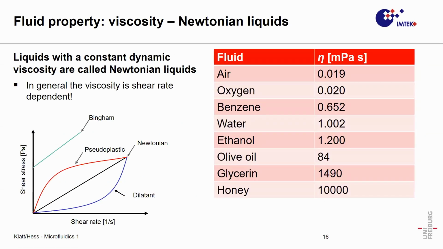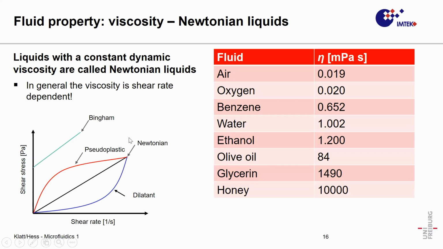According to their viscous behavior, we can classify fluids. The most important class of fluids we are mostly dealing with in this course are liquids with a constant dynamic viscosity. These liquids or fluids are called Newtonian liquids. In general, however, the viscosity is shear rate dependent. As you can see on the left-hand side, for a Newtonian fluid, the ratio between the shear stress and the shear rate is constant, leading to a linear graph in this diagram.